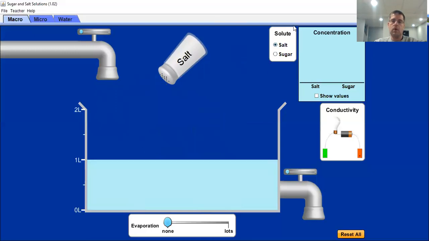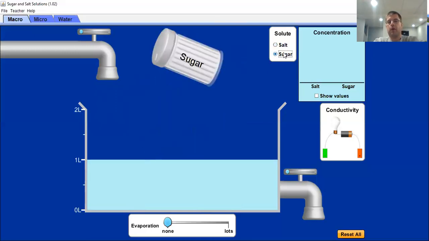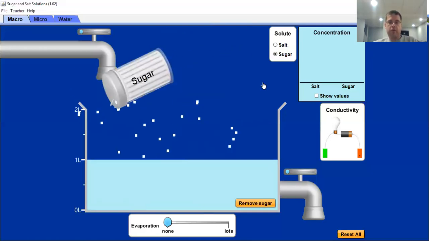Okay. Reset. Let's add sugar in here. Now, what do we know about sugar? I will tell you sugar is made of carbon, hydrogen, and oxygen. Carbon is a nonmetal. Hydrogen is a nonmetal. Oxygen is a nonmetal. So it is a covalent compound. Let's drop that sucker in there.